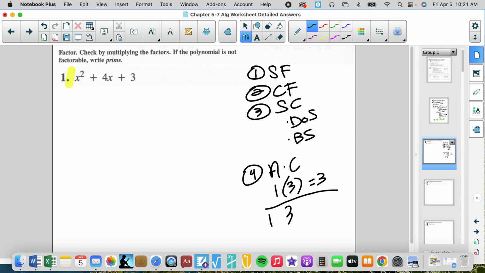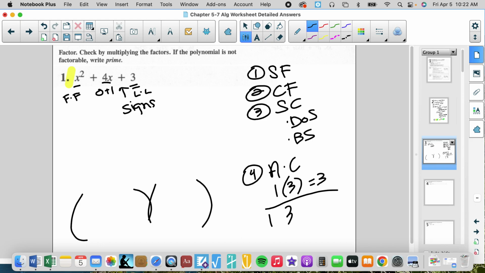What do we know about the signs? Remember, this is a product, this is last times last. Remember, this is outside plus inside, and this is first times first. So we know that the only way you can get a positive third term is if the signs of our binomials are going to be the same. It's the only way you can get a positive product.